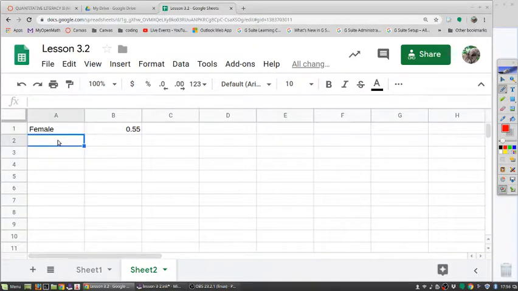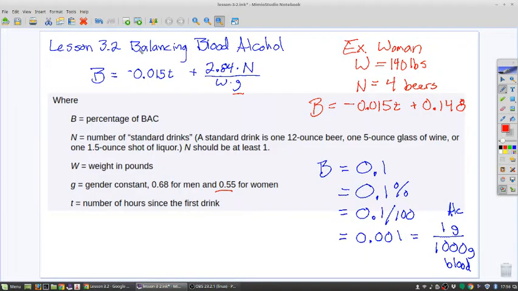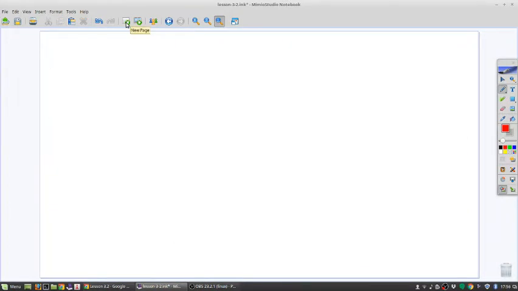We're going to, let's see, what else do we need to know? Weight. That's going to be still 140. And this time we're going to fix the time. So the time, we're just going to say, well, what's going on 3 hours later? Okay? And then we'll let the number of drinks vary. So let's write that down on paper. And anytime I use a spreadsheet, I'm going back and forth between a piece of paper and the spreadsheet. So here's my paper.